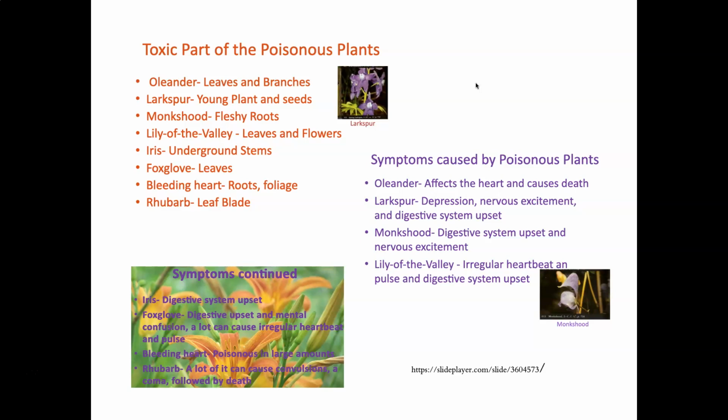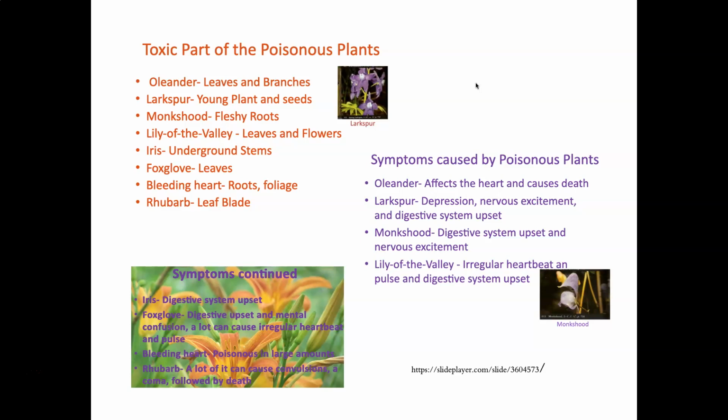Now I want to move on to plants because I thought it was interesting. We talked about drugs, but also people can run into it with plants. And these are just some that you may not be aware of. As we're getting into spring, you will start to see rhubarb pies, rhubarb sauces, rhubarb this, rhubarb that. It caught my eye that the leaf blade of the rhubarb is toxic. If you have too much of it, it can cause convulsions, a coma, followed by death.